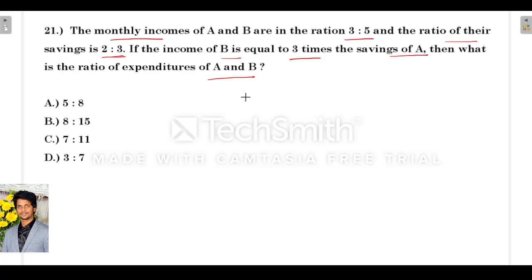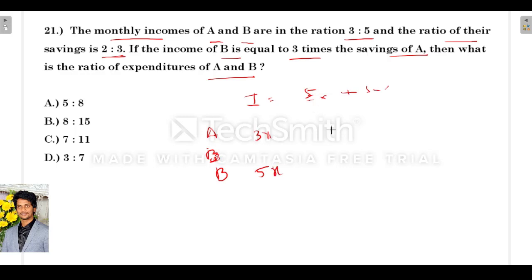Okay, so income is equal to expenditure plus saving, this we know, right? So let us take A and B. They are telling the incomes of A and B are in ratio 3:5. So let us take income of A as 3x, so B income will be 5x.